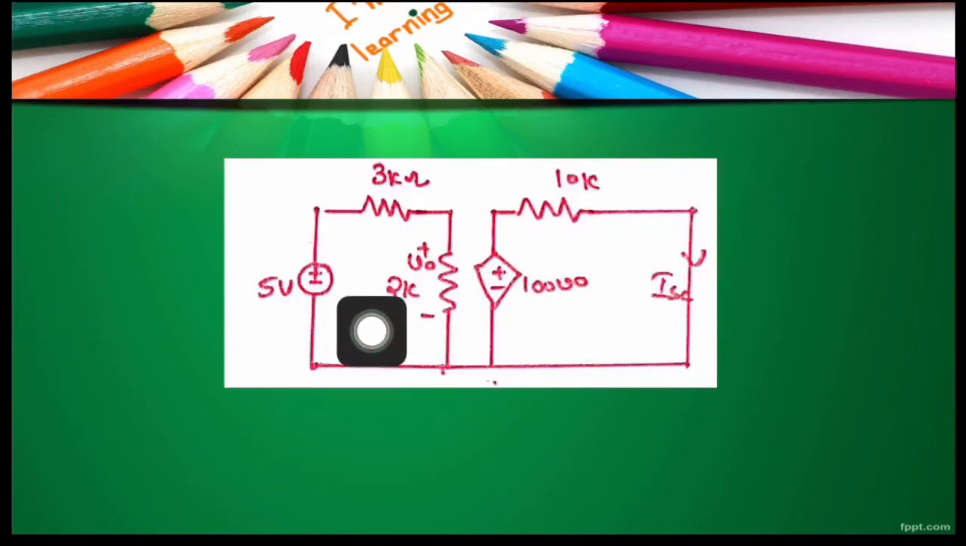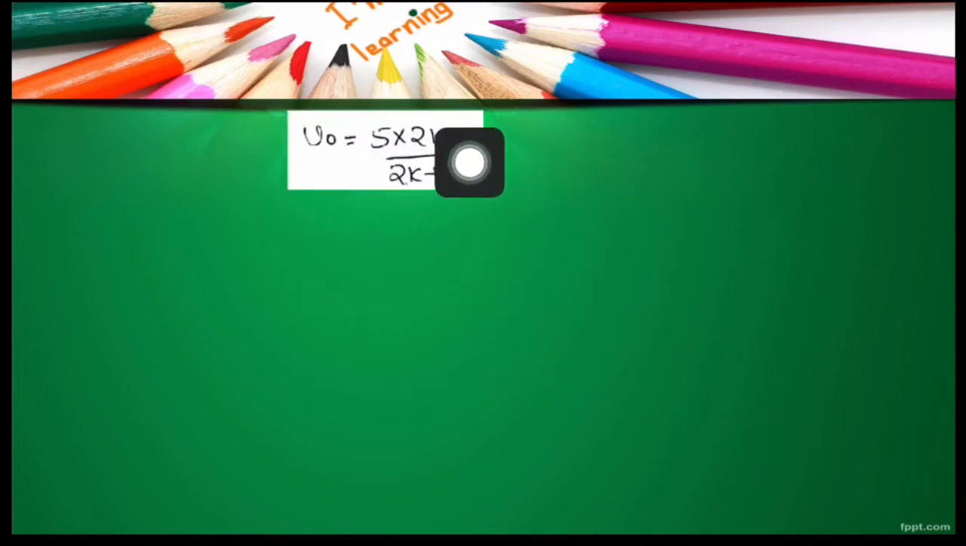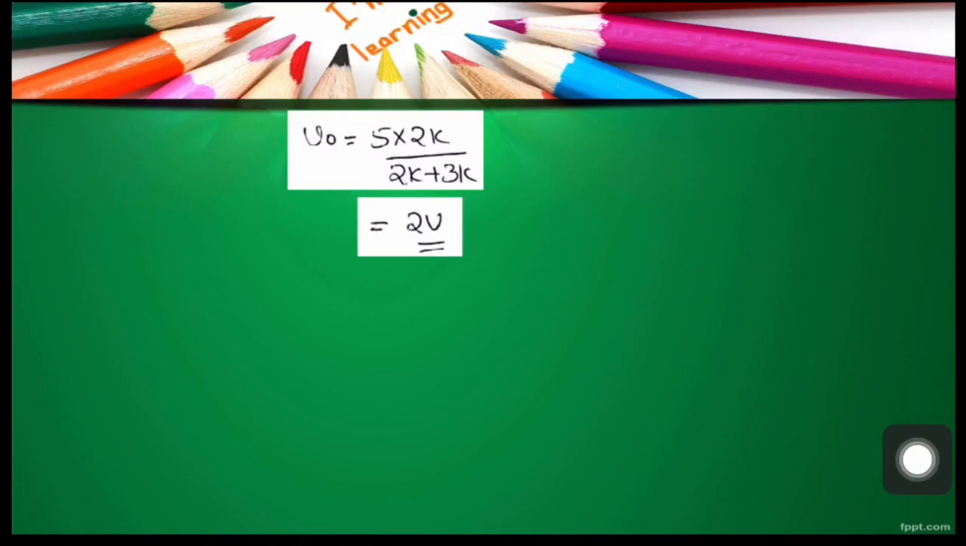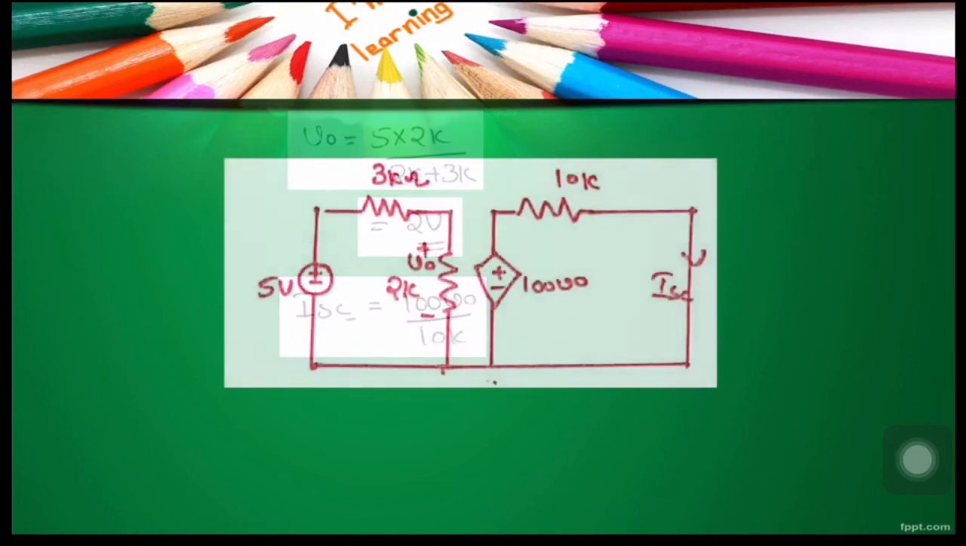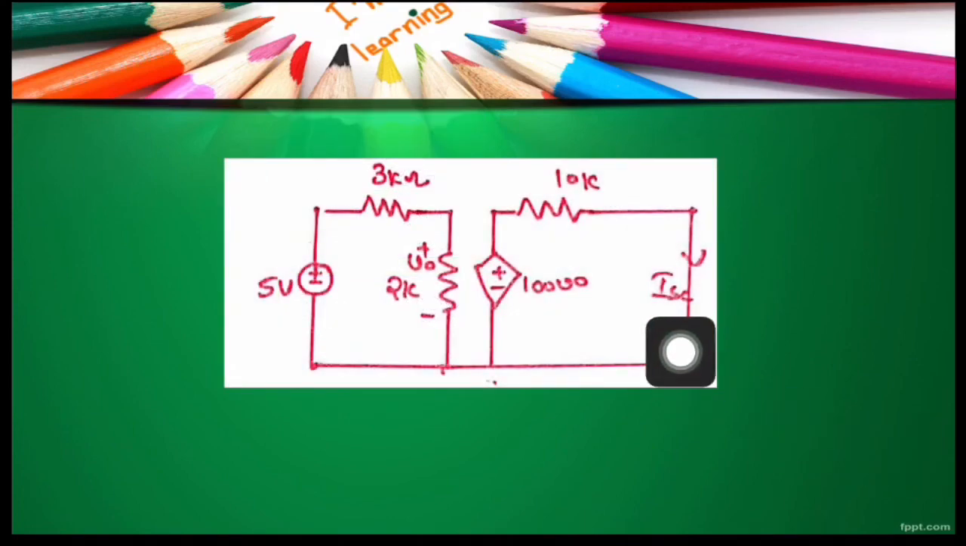Here, the controlling variable of this dependent source, V0, is defined as the voltage drop across this 2 kilo ohm resistor. This 2 kilo ohm and 3 kilo ohm are connected in series, and the 5 volt source is connected across this series combination. So we can write the expression of V0 as 5 into 2k by 2k plus 3k. It is by using the voltage division rule. So we get V0 is equal to 2 volts. Clear? Okay.